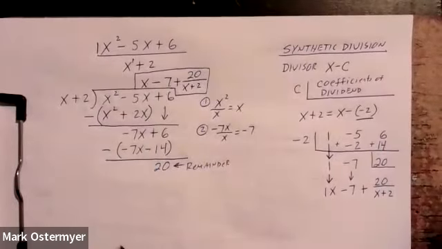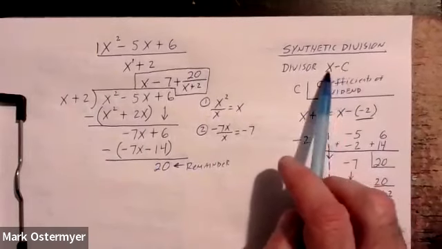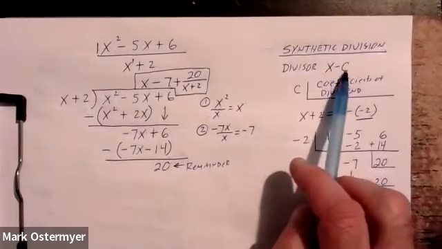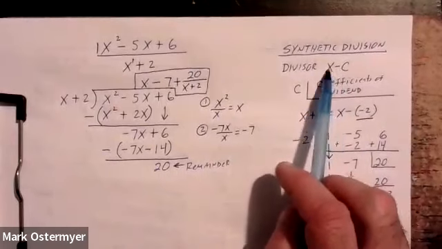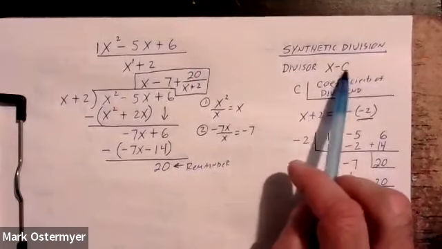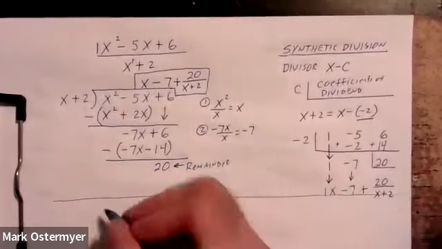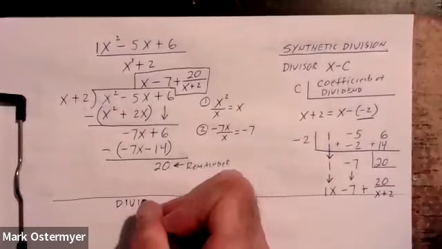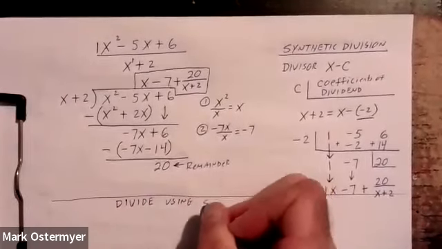Now, this synthetic division only works for divisors that are of this type, though. Synthetic division will not work for division by a trinomial or a 4-term polynomial. It has to be a binomial. It has to look like this. Let's try another problem by using synthetic division.